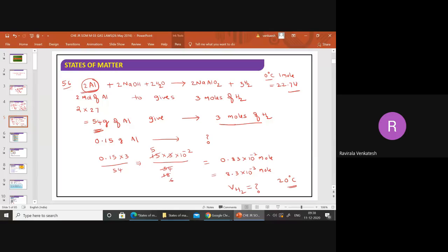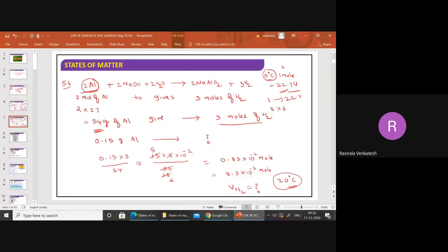22.7 liters you can write here, or 22.4 liters. But that is STP condition at 0 degrees Celsius, beta. But what temperature is it here? 20 degrees Celsius. At 20 degrees Celsius, you can't take this formula. Okay, if 1 mole carries 22.7, then how much is it?